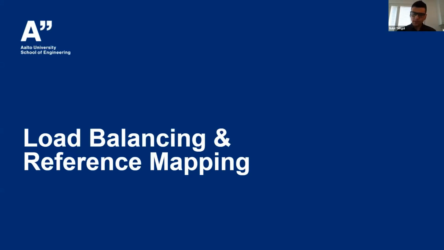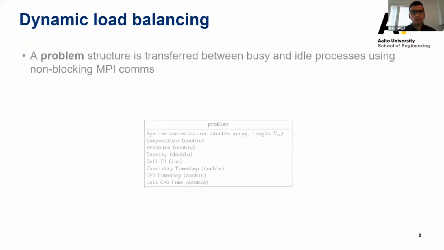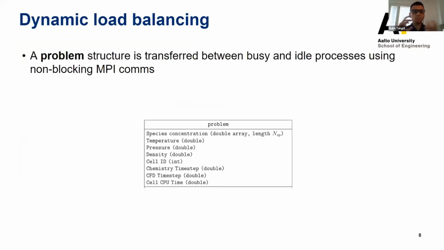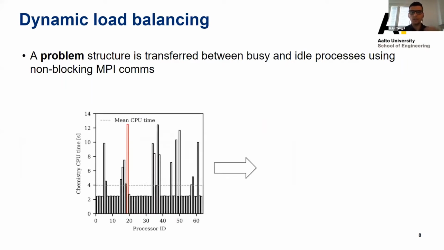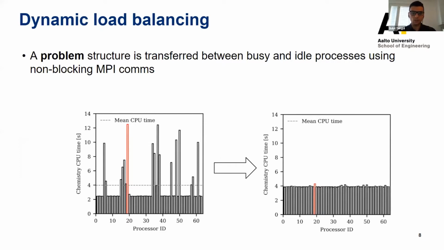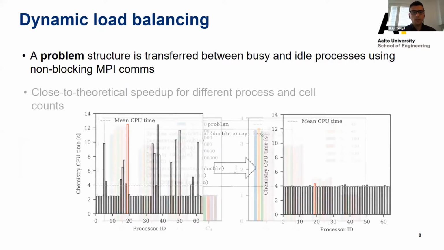So first of all, load balancing and reference mapping. The dynamic load balancing is basically we create this problem structure within OpenFOAM for each computational cell, and we put all the information that we need to solve the chemistry problem. And during runtime, we transfer these cells or these problems between busy and idle processors using non-blocking MPI communications. So you can see that by doing that, we can turn this into this during runtime.